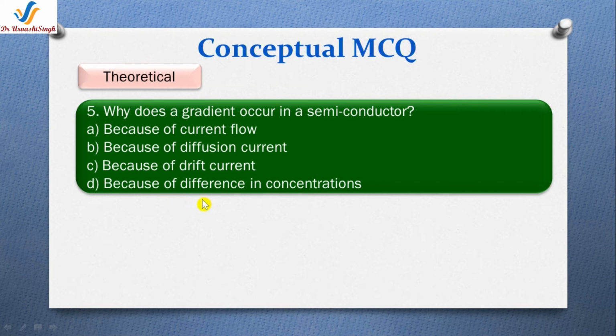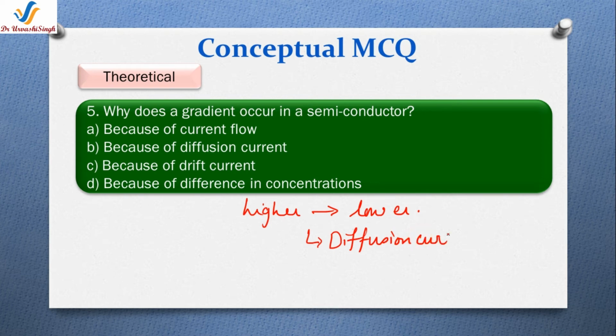Different levels of doping in the P and N regions of a semiconductor cause concentrations of carriers to vary, and carriers drift from higher to lower concentration. This is the gradient which results in diffusion current. And remember that the diffusion process does not require any energy source like an electric field, as in the case of drift current. So the answer is D.